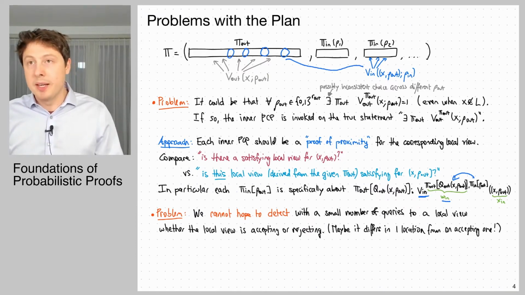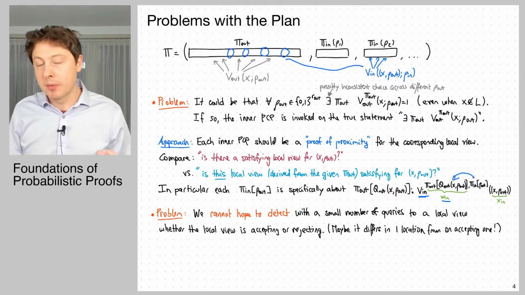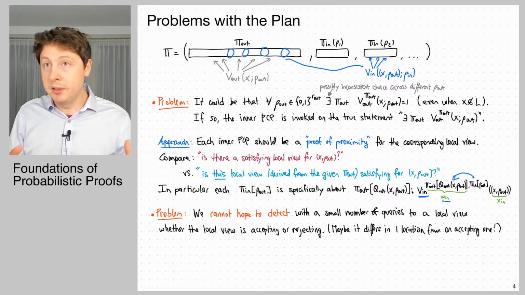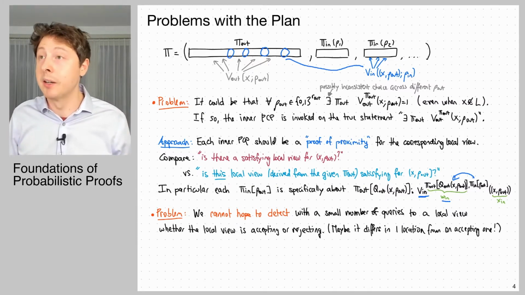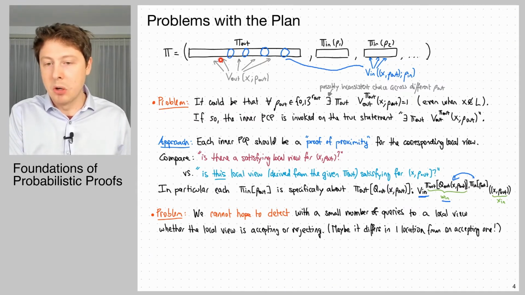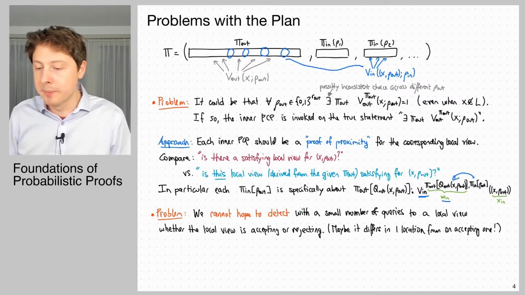A second problem is that we actually cannot hope to detect, with a small number of queries, whether a particular local view is accepting or rejecting. Because this local view consisted of some number of locations that we specifically did not want to read directly because there were too many queries for the outer PCP, okay? And the size of this local view is smaller than the original. It is a sample, a local view from the outer proof, but we don't have the query complexity budget to query all of them. That's why we're doing proof composition, right?